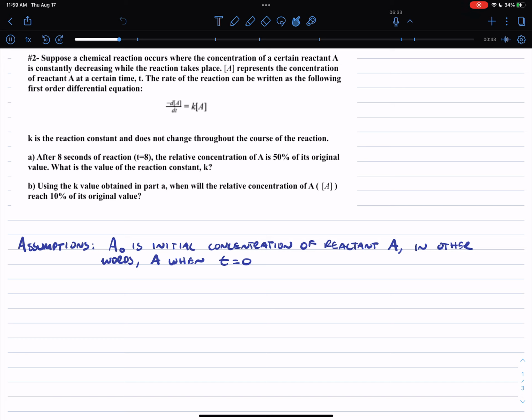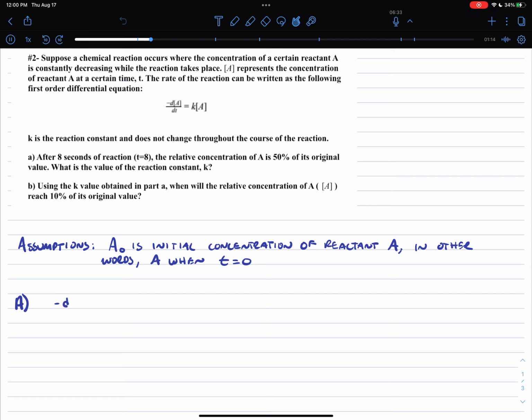So part A asks us, after 8 seconds of the reaction, T is equal to 8, the relative concentration of A is 50% of its original value. What is the value of the reaction constant, K? So we're looking for K. In order to find K, we're going to have to integrate the given differential equation, then plug in the given values.